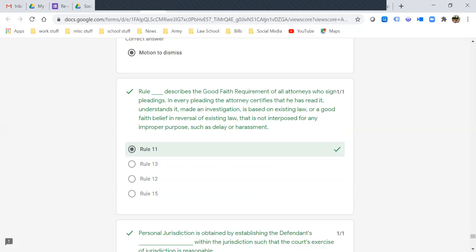Rule 11, probably need to know this just as a good attorney or future attorney. Rule 11 describes a good faith requirement of all attorneys who sign pleadings. In every pleading, the attorney certifies that he has read it, understands it, made an investigation, and that it is based on existing law, or a good faith belief in reversing or modifying the law, and is not interposed for any purpose such as delay or harassment.